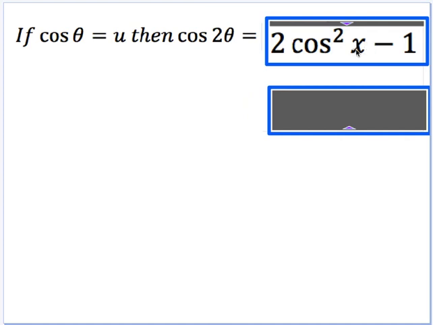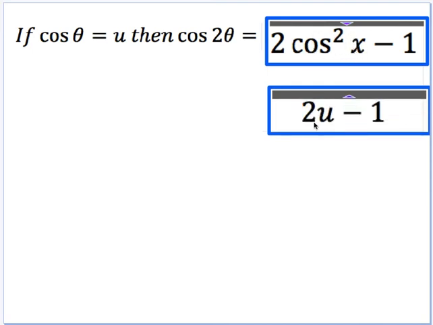Oops, I left it as an x instead of theta. Sorry. So for your double angle identity for cosine, the only one that just has cosine in it is 2 times cosine squared x minus 1. If we replace cosine x with u, we're going to take this whole thing right here and replace it with u. Oh man, I forgot the squared. Cannot believe I did that. This should be squared.